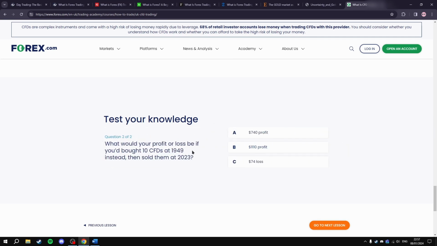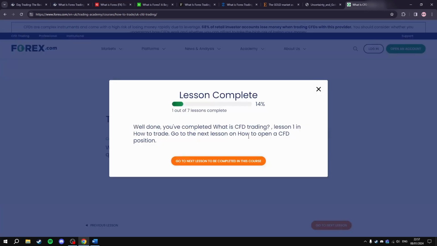What would your profit or loss be if you bought 10 CFDs at that instead? If you bought, hold on, oh wait, let me do that again. If you bought 10 CFDs at that 2020, then sold them at that, so that's still 74 profit. Cool.